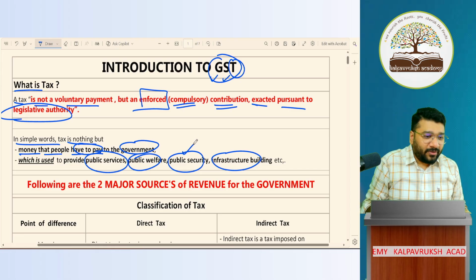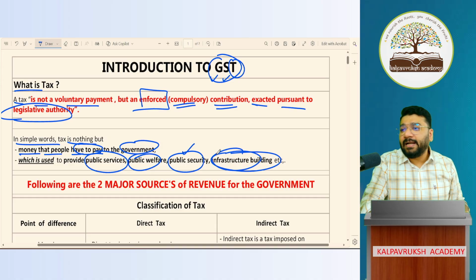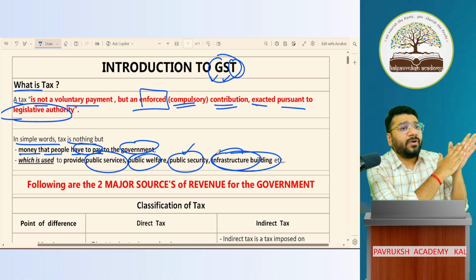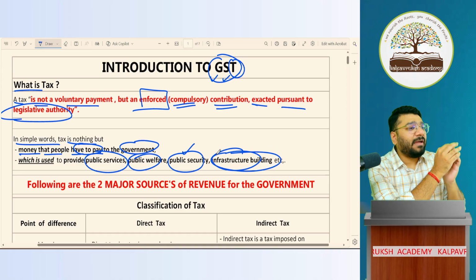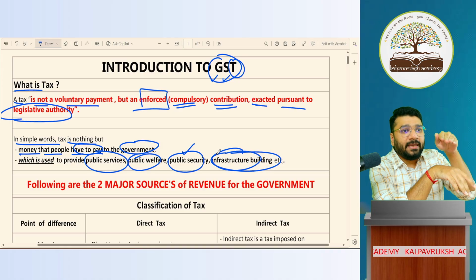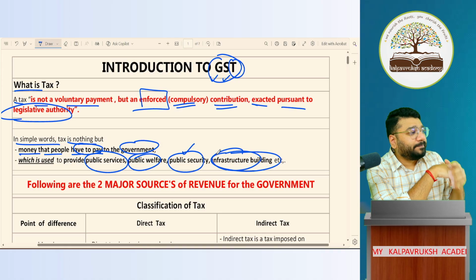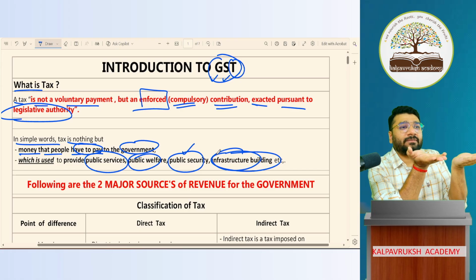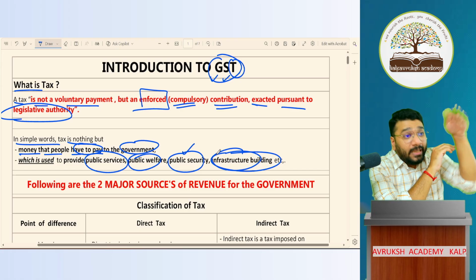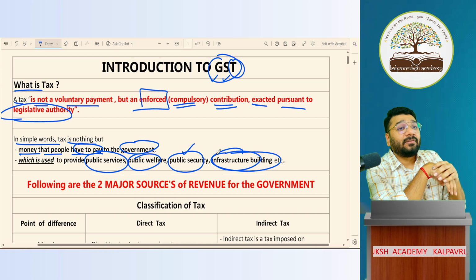Okay. Next is infrastructure building. Tell me one thing. All of you travel in train? For a train to comfortably travel, what is required? Track. Railway track is required. To lay down railway track, what is required?